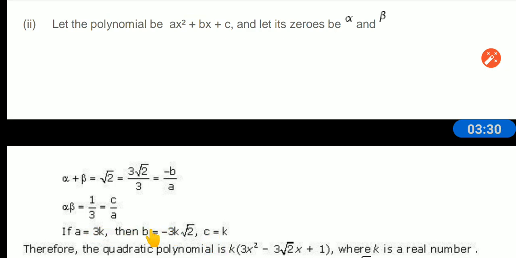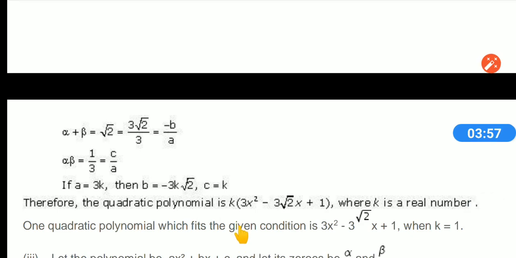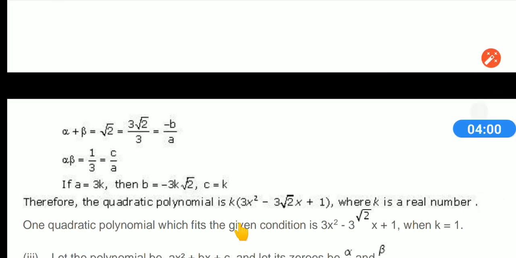So you are having a, b, c values in terms of k. Substitute these a, b, c values here. In the place of a you can write 3k. So it becomes 3k x square plus, in the place of b you write minus 3k root 2, so minus 3k root 2 x. In the place of c you can write k. After that take out k common. After k is taken out, you are left with 3x square minus 3 root 2x plus 1.